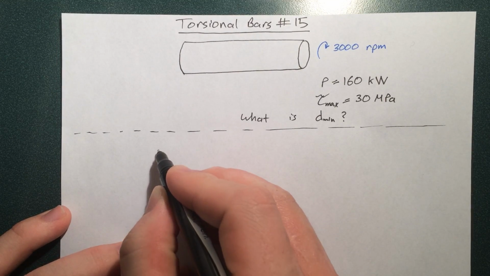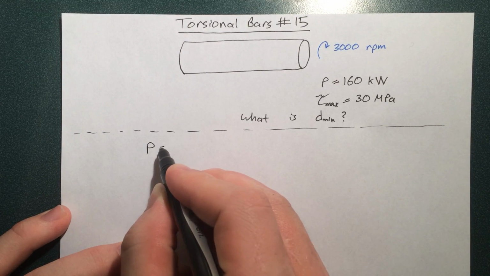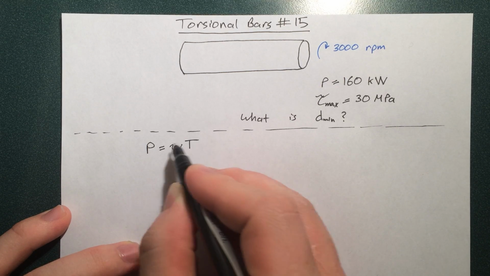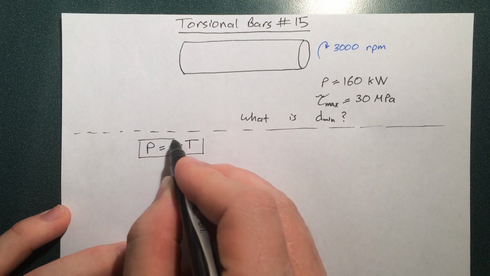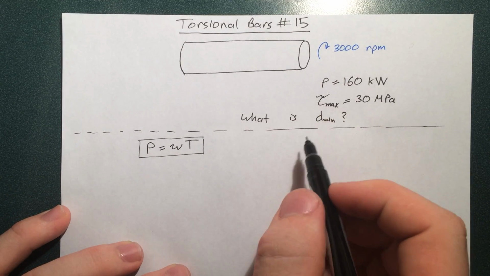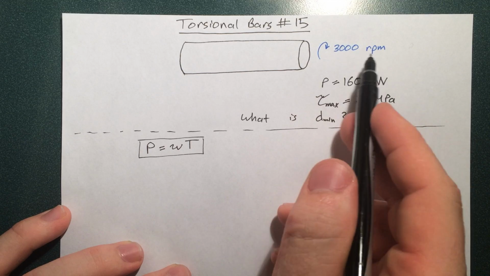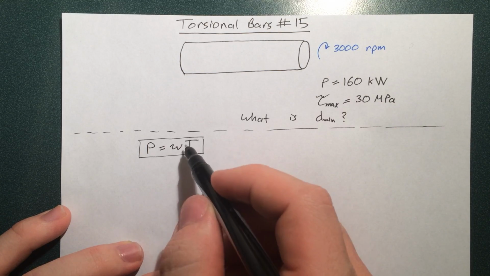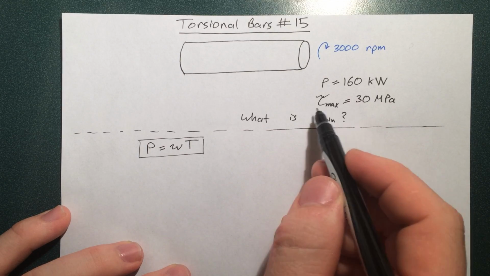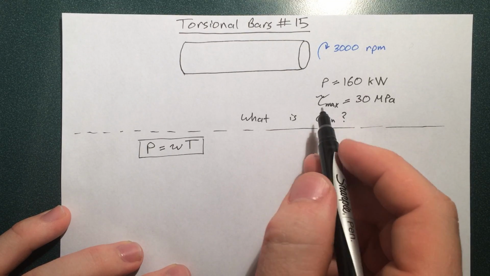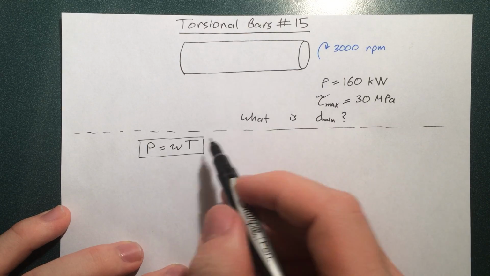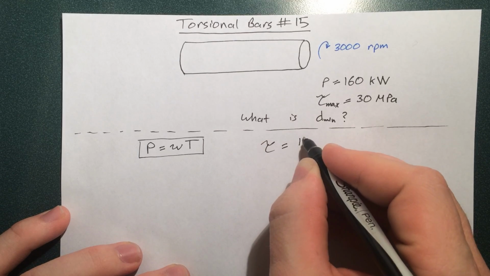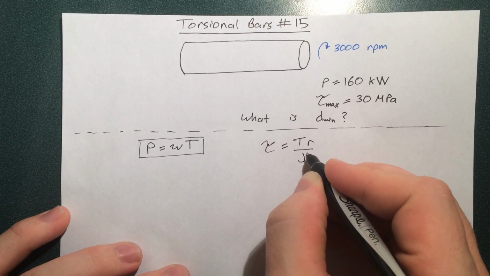So the universal power equation is power is equal to omega times torque. That's the key equation we're going to use. And we know P, and it's spinning at a certain RPM, so we can convert that to omega, or radians per second. T, well, we don't know T, but we know that our shear stress max is that. So we need an equation relating our shear and our T. And that, of course, is this one, tau equals T R over J.